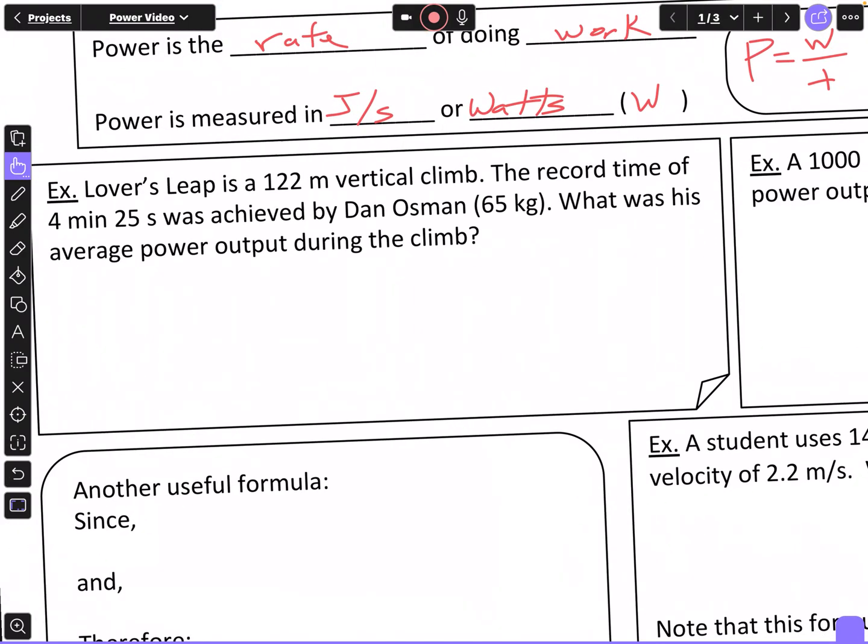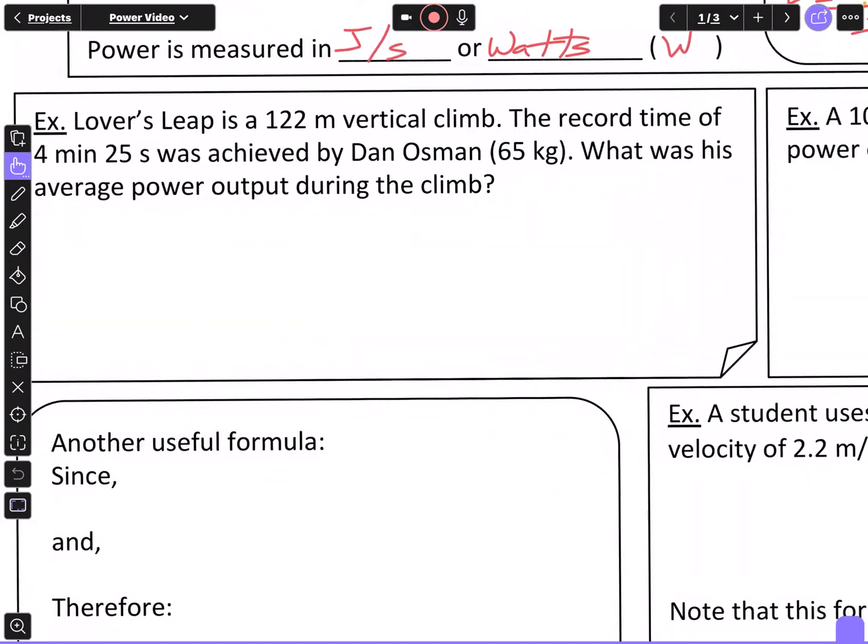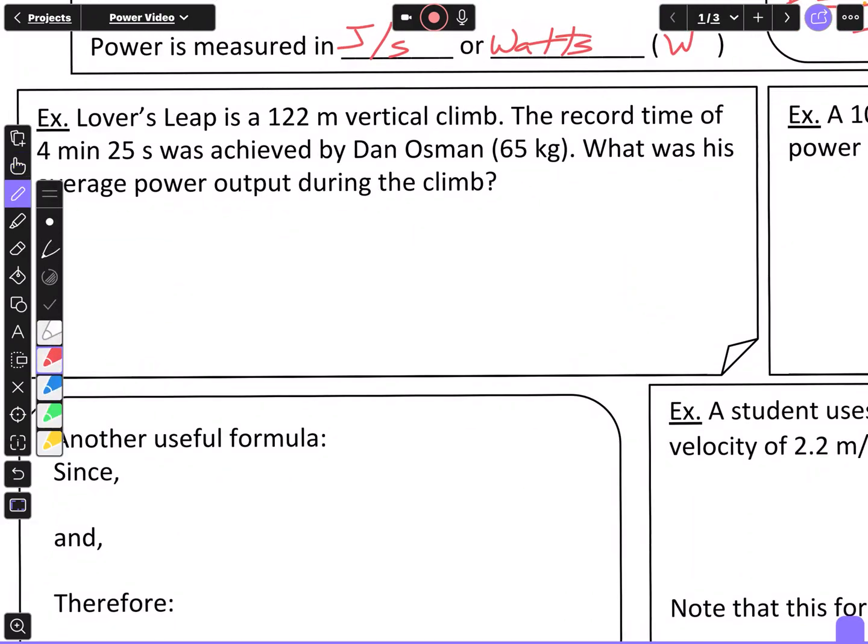Okay, our first example says Lover's Leap is a 122-meter vertical climb. The record time of 4 minutes 25 seconds was achieved by Dan Osman. And this is his weight or his mass. What was his average power output during the climb? So I'm going to go through the problem and underline what might be important. I'm given a distance, I'm given a time, and I'm given his mass. So what's his power output?